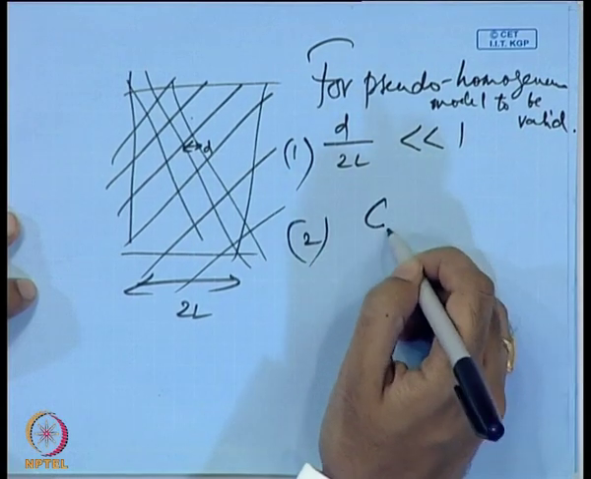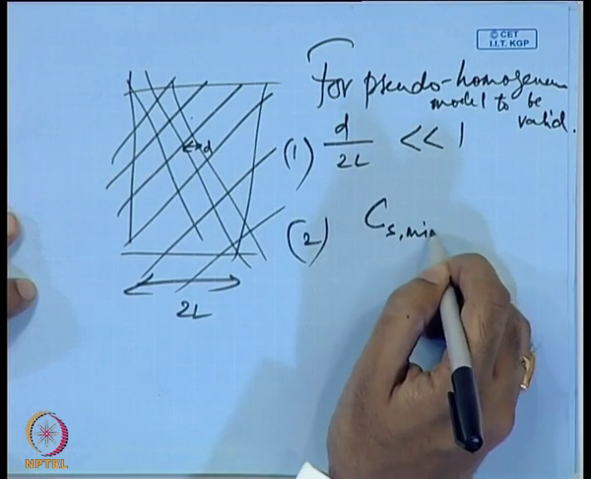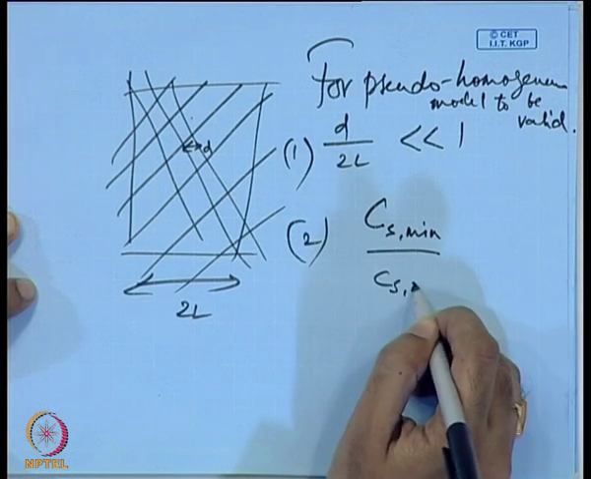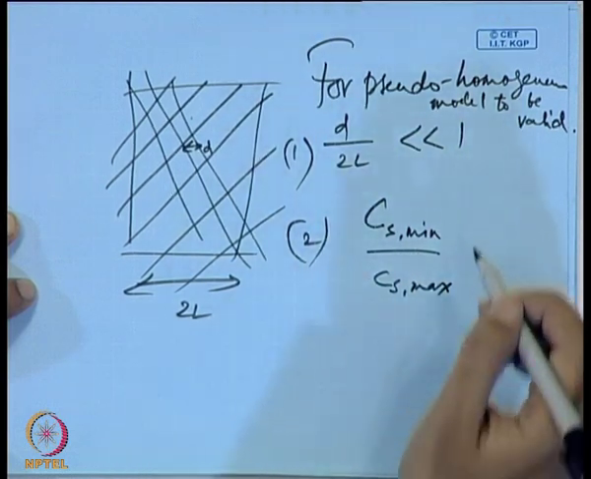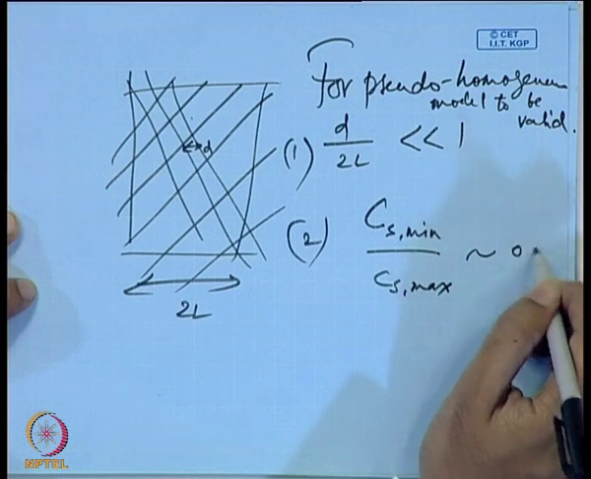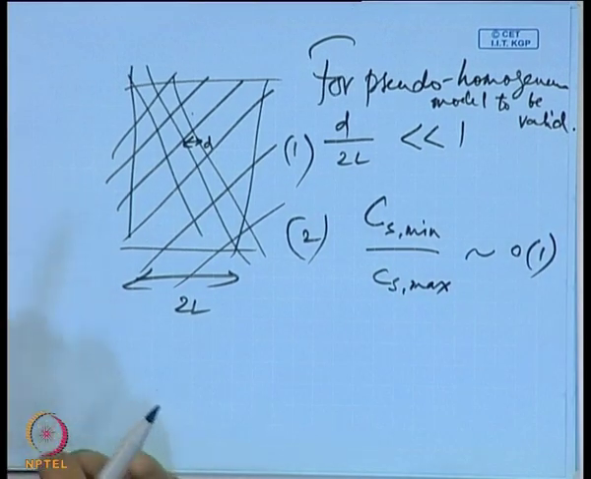And what was the other condition we said? Yeah. So, the concentration CS minimum over CS maximum should be of the order 1. There shouldn't be a large variation between the maximum and the minimum concentration, because the whole idea is that what you are doing here is averaging. Now, what does the average of any population signify? It means that you are trying to have a sense of the total population by looking at the average.